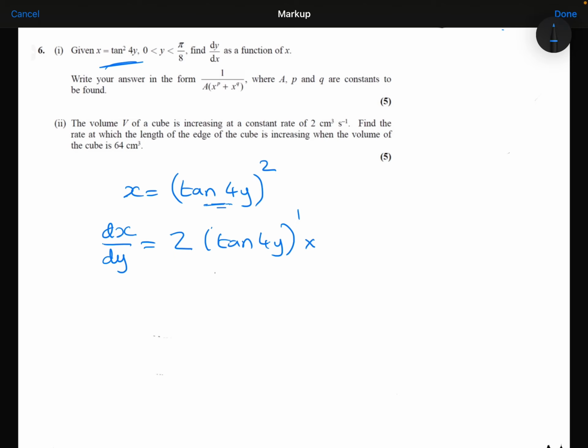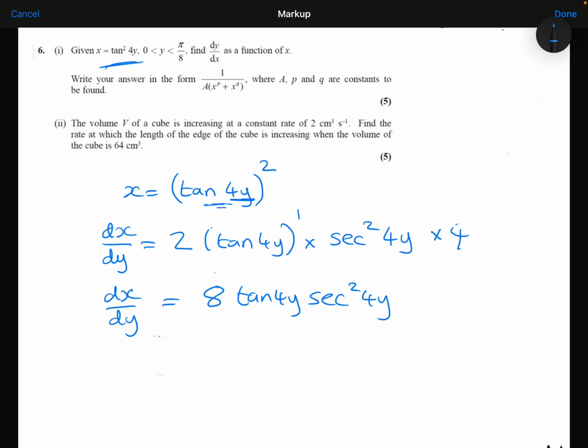Tan differentiates to be sec squared. But then I also need to multiply this by the derivative of the inside of that. The derivative of 4y is 4. So that simplifies to give me 8 tan 4y sec squared 4y. Now that's dx by dy. I want dy by dx, so I want the reciprocal. I want 1 over that.